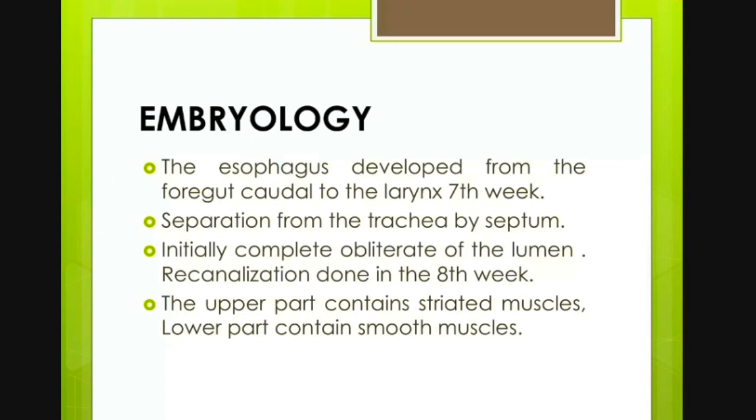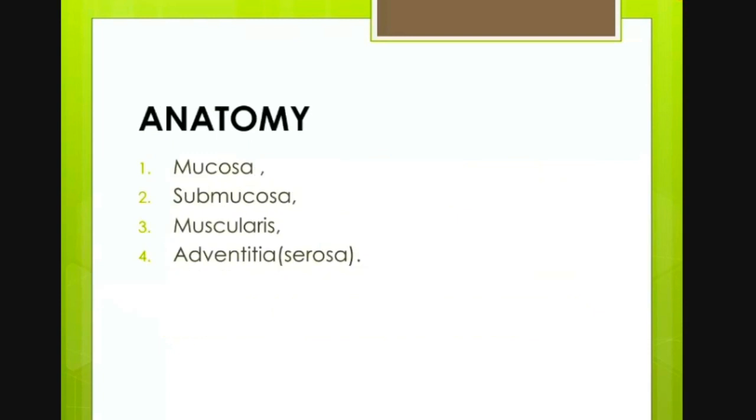The upper part of the esophagus contains striated muscles, and the lower part contains smooth muscles. Now, what is the anatomy of the esophagus? If you remember it from the second year of anatomy, it consists of the mucosa, submucosa, and the muscularis, which contains two muscles: an inner circular one and an outer longitudinal one. There is also an adventitia or serosa that covers the layers of the muscles.